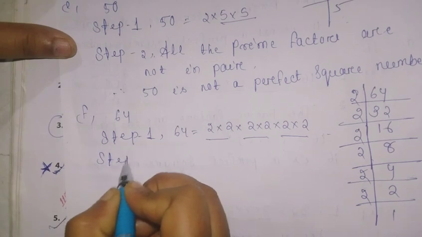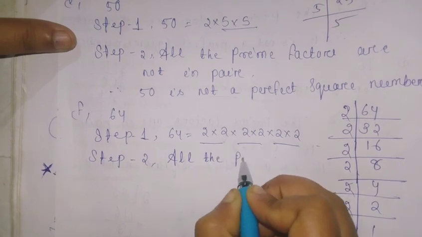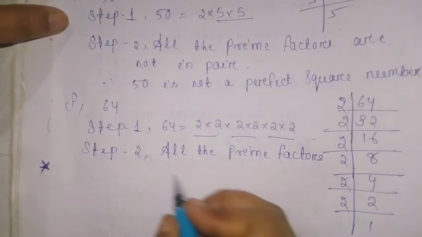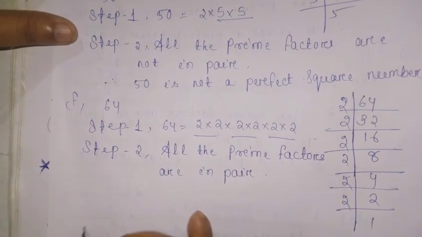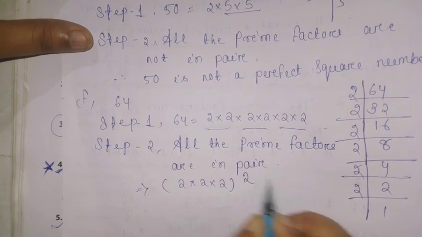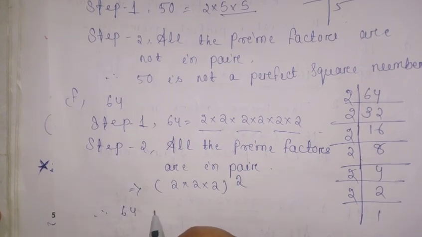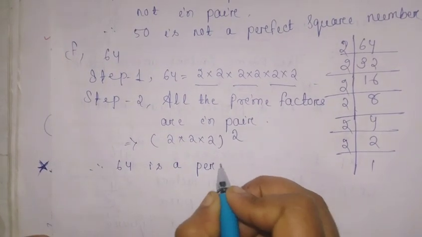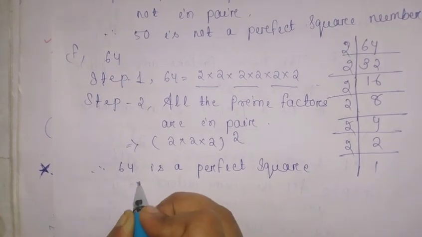Step 2. All the prime factors are in pair. 2 into 2 into 2. So 64 is a perfect square number.